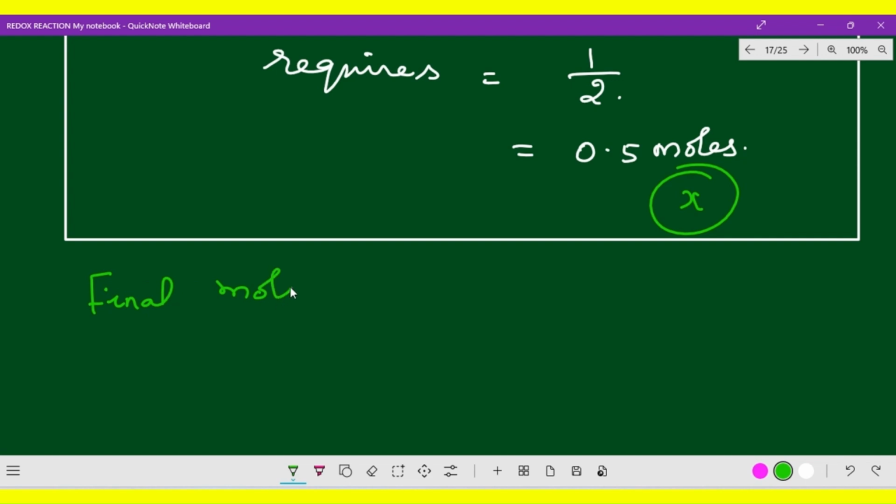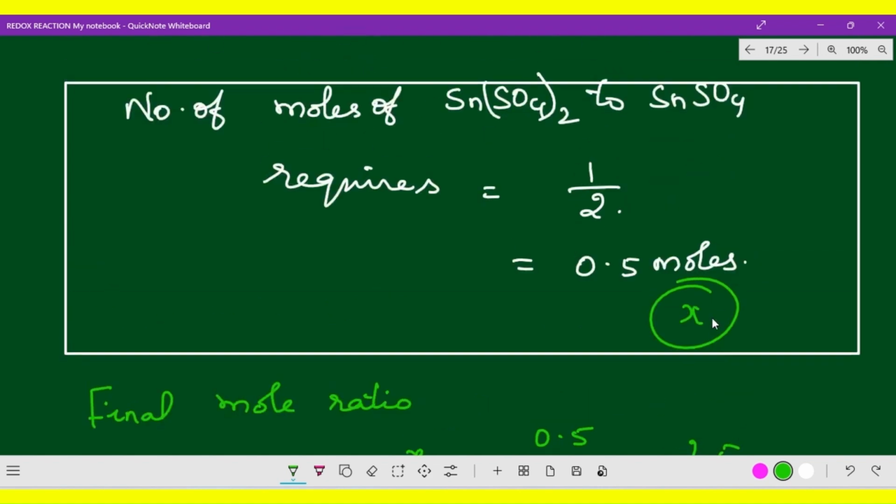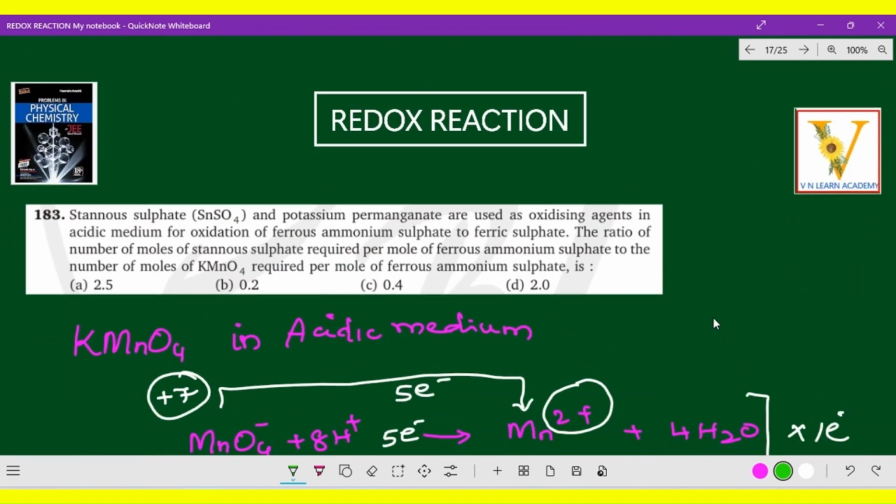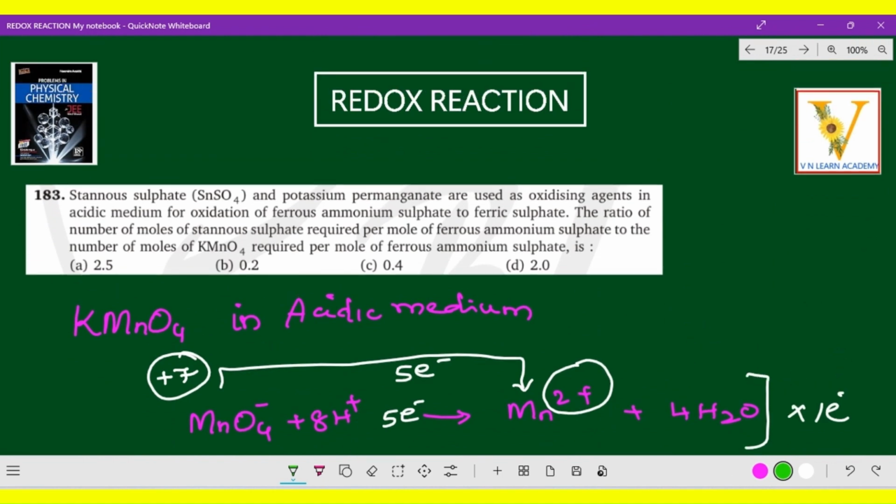Final mole ratio. So here x by y equals 0.5 divided by 0.2. So you will get 2.5, right? So the moles ratio is 2.5. What are the options they have given? Here 2.5. So the answer is 2.5. Yes, this is the answer. So it is option A, 2.5. I hope you got the clarity.